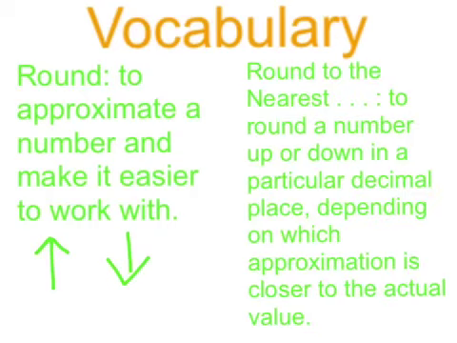During this lesson today, you will hear a lot of "round to the nearest blank." This means to round a number up or down in a particular decimal place, depending on which approximation is closer to the actual value.